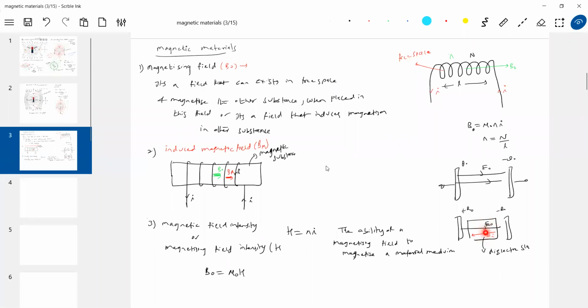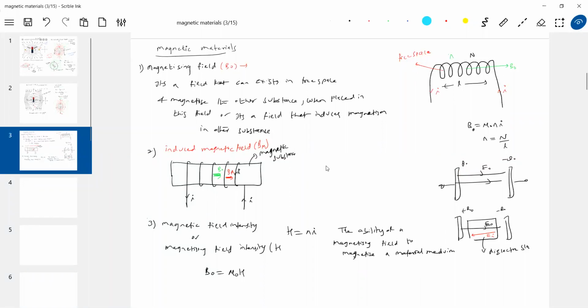Now I'll go into the material. I got the electric field E naught. How to control E naught? By varying Q naught and by varying the area of cross section. Similarly, how to control B naught? By varying the number of turns per unit length and current. Okay, let's get into the magnetizing field.